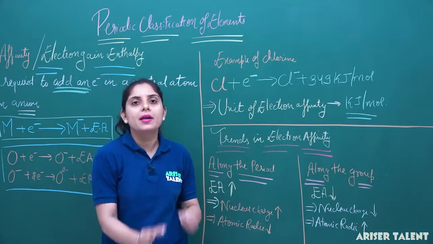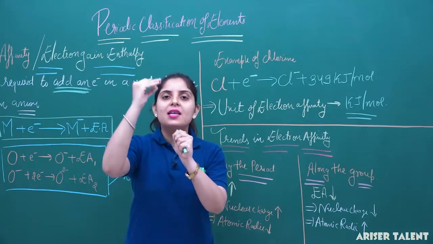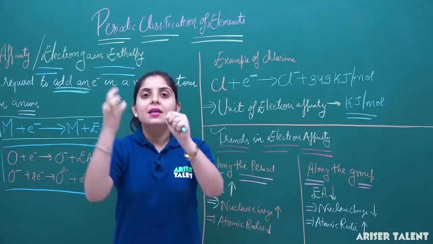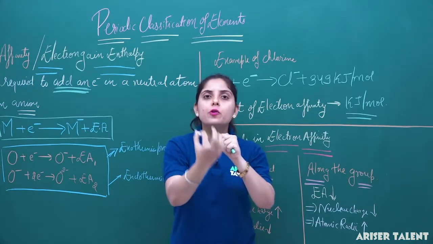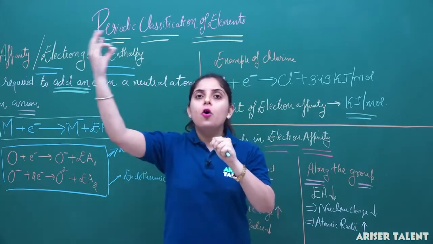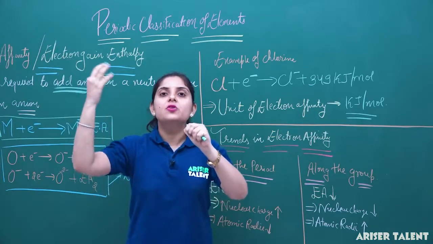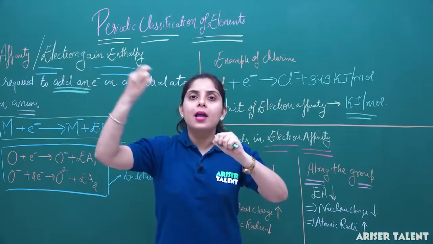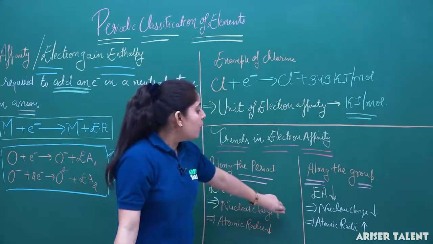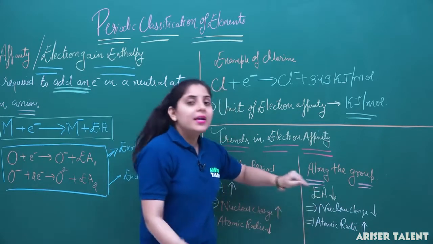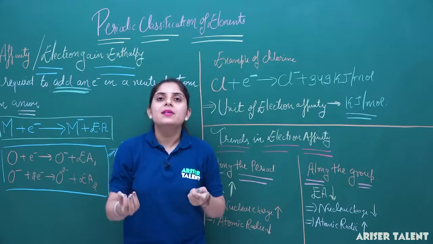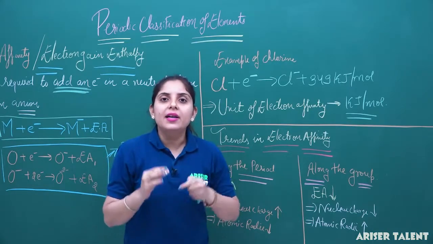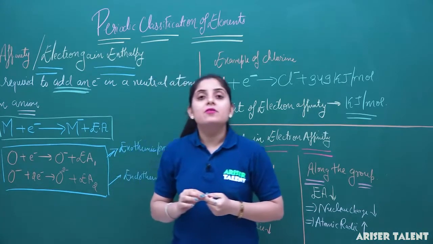So what will be the effect of nuclear charge on the electron affinity? You can see from here, as the effective nuclear charge decreases, the force of attraction of the nucleus on the outermost electron is very less. It means it is not going to attract the electron cloud towards itself. So it will reduce the value of electron affinity from top to bottom, along the group. This is the trend in electron affinity we have seen here.